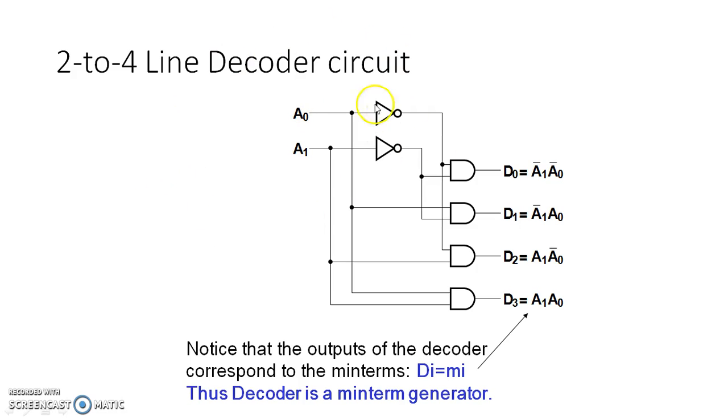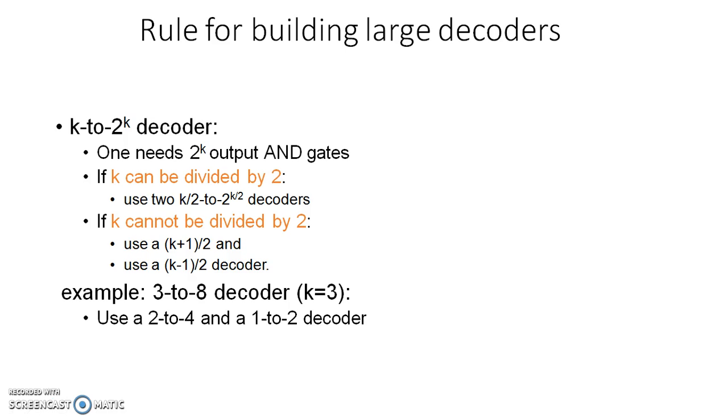This is how you can write the logic diagram or logic circuit of this. These are called the minterms. So this decoder is called a minterm generator, and for as many outputs as I have, that many AND gates I require. Next, how can we construct large decoders using smaller size decoders?